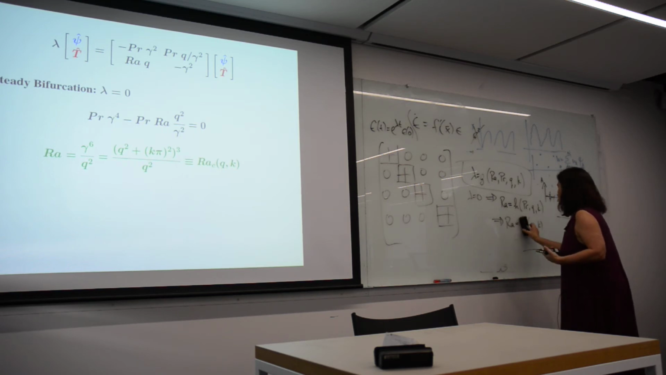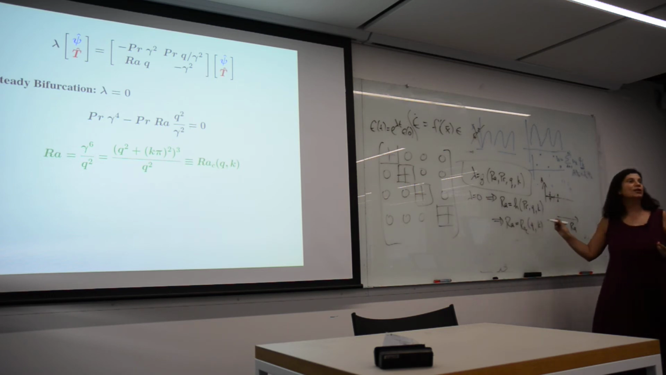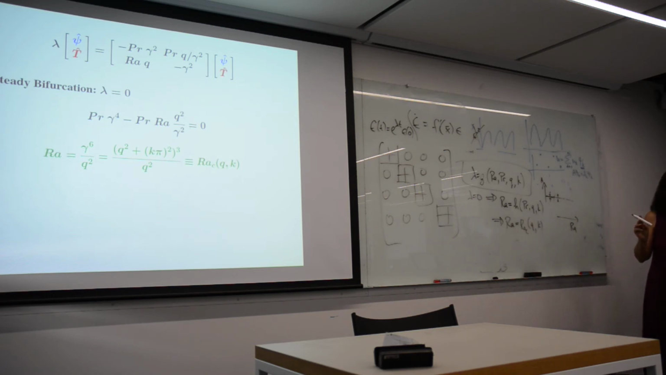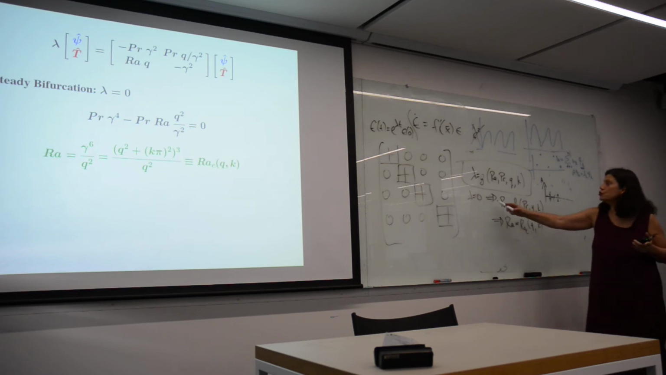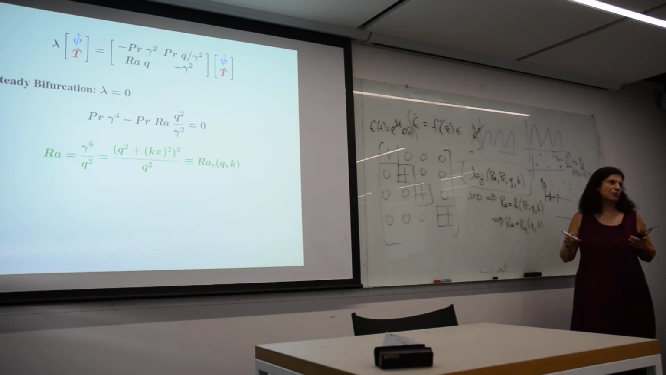And this function here is the one that we call Ra_c of q and k. That first black equation is just the determinant of that. That's right, that's just the determinant of that 2 by 2 block. That is the solution to, that is writing this with lambda equals 0.